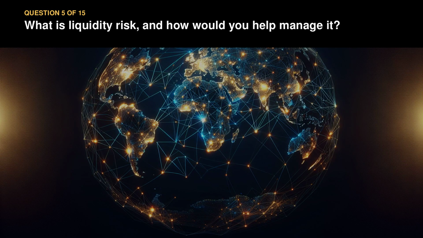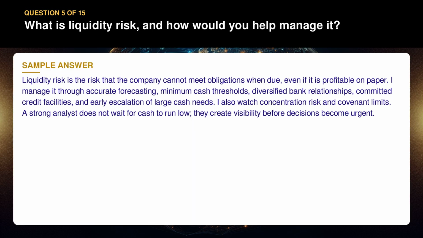Question 5. What is liquidity risk, and how would you help manage it? Liquidity risk is the risk that the company cannot meet obligations when due, even if it is profitable on paper. I manage it through accurate forecasting, minimum cash thresholds, diversified bank relationships, committed credit facilities, and early escalation of large cash needs. I also watch concentration risk and covenant limits. A strong analyst does not wait for cash to run low. They create visibility before decisions become urgent.